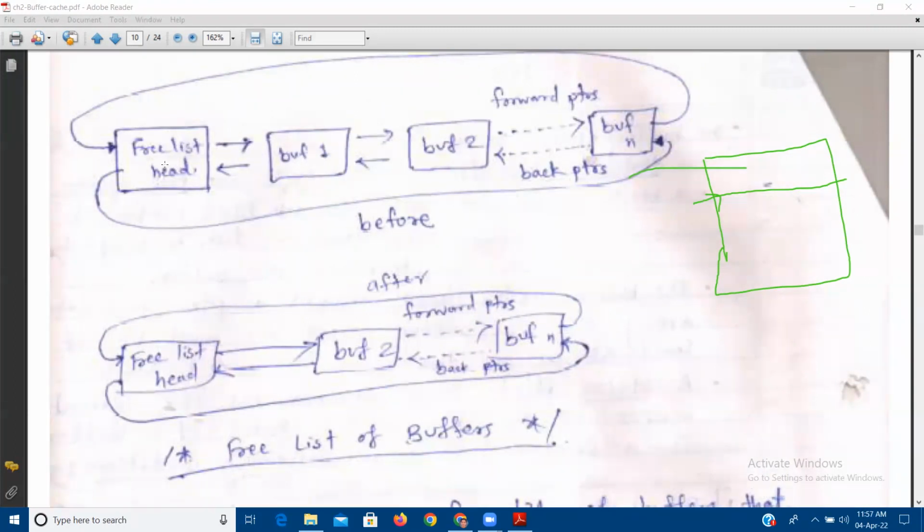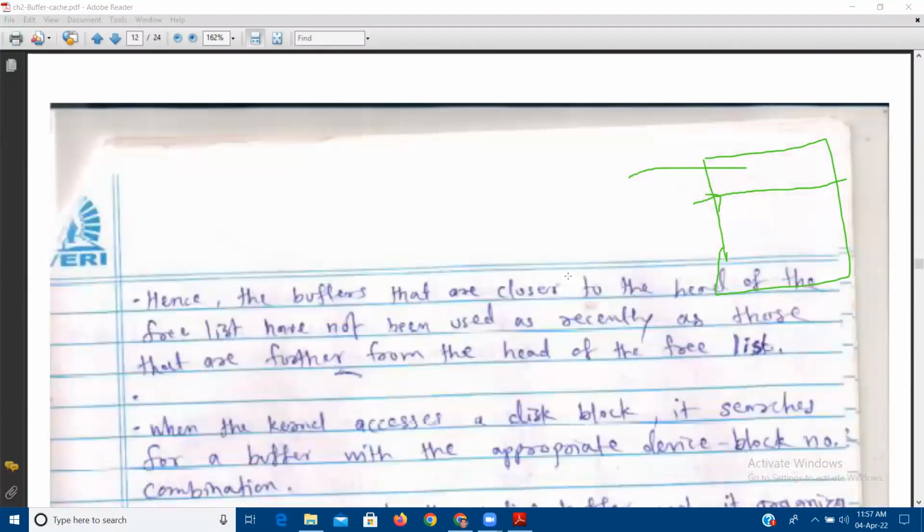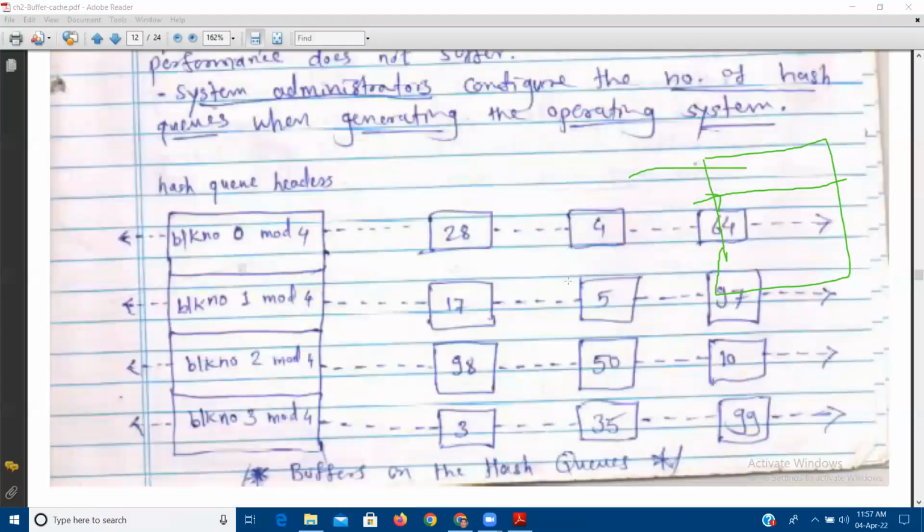So you have to show the header. एक हेडर दाखवायचं तुम्हाला, ही सर्क्युलर लिंक लिस्ट आहे आणि डबली लिंक लिस्ट आहे. So that you have to show. This is the structure of free list. म्हणजे फ्री लिस्ट वर सगळे फ्री बफर ठेवलेले आहेत आणि जे बिझी बफर्स आहेत ते हॅश क्यू वर ठेवलेले आहेत. So this is the structure of hash queue.